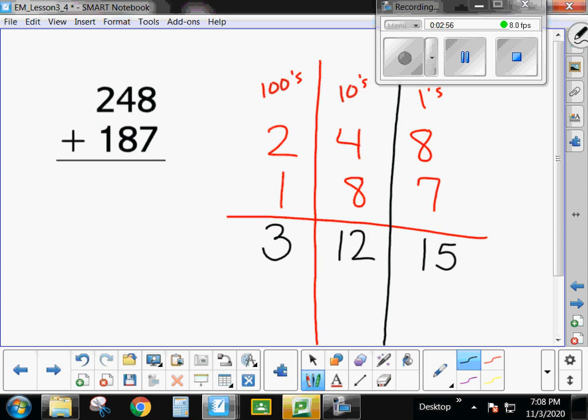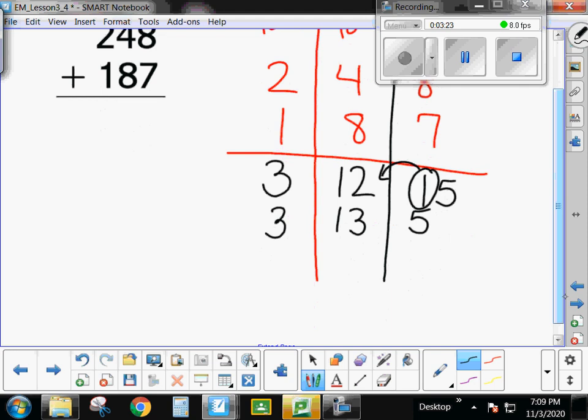All right, so let's start with the ones place. I have 15 ones. I can trade those 15 ones for 10 and 5 ones, right? So I'm going to now trade this 10. I'm going to put it over to my tens place. So I'm going to turn that into 13. That leaves me with 5 here because I took the 10 over to the tens place, and I still have my 3 in my hundreds place.